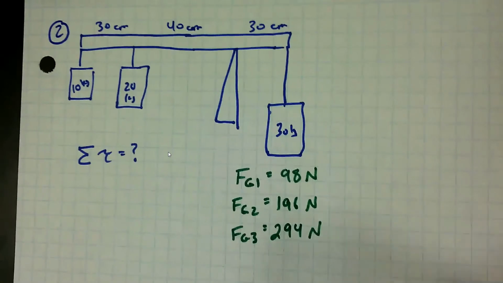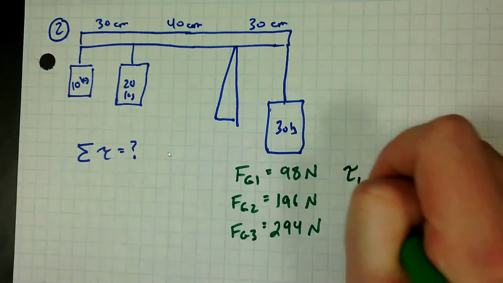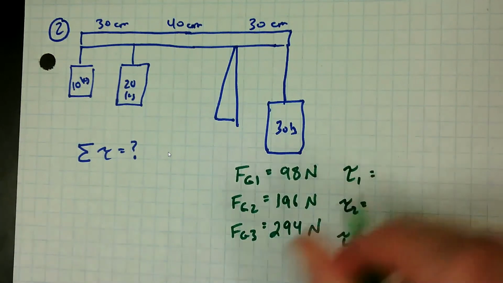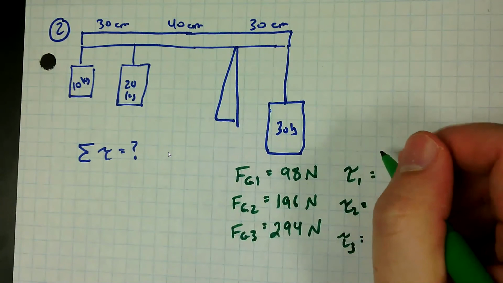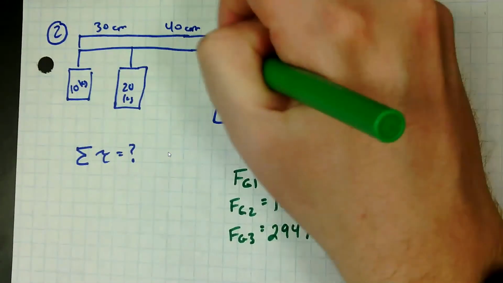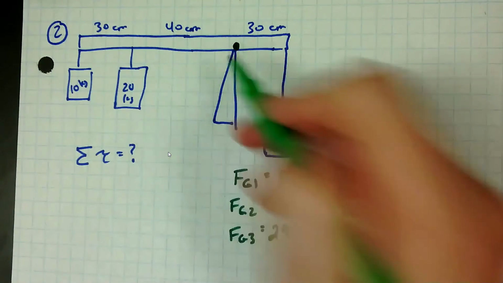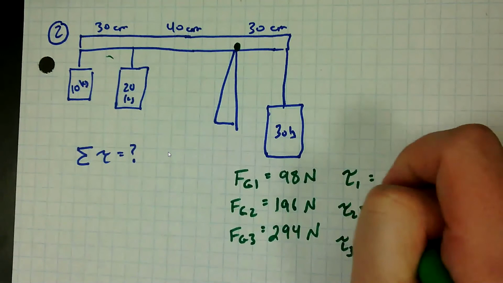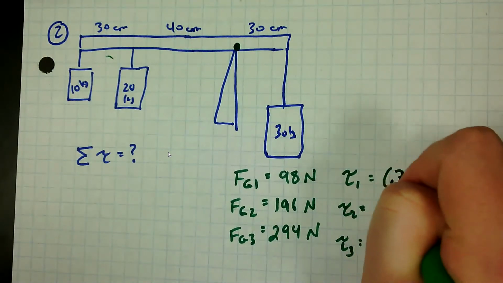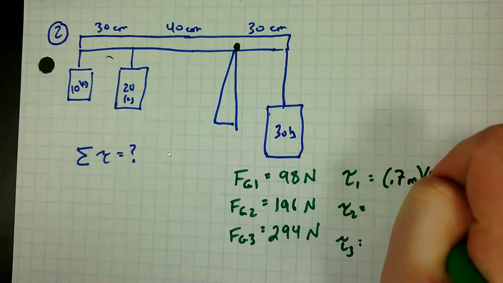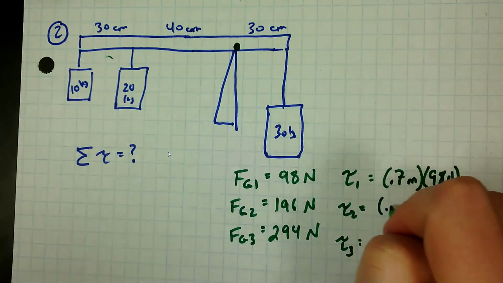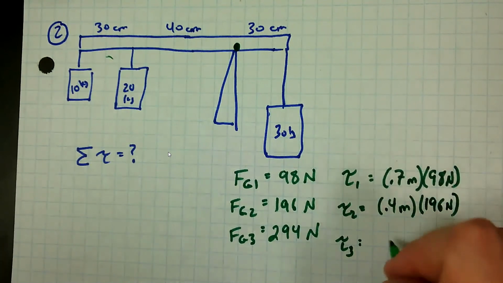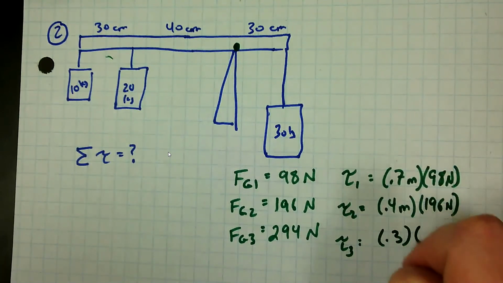So torque 1, torque 2, torque 3 are going to be R times F. The R here, we want to find the R about this point labeled S. So what is that R? 70 centimeters, so 0.7 meters times 98. 0.4 meters times 196. 0.3 meters times 294.